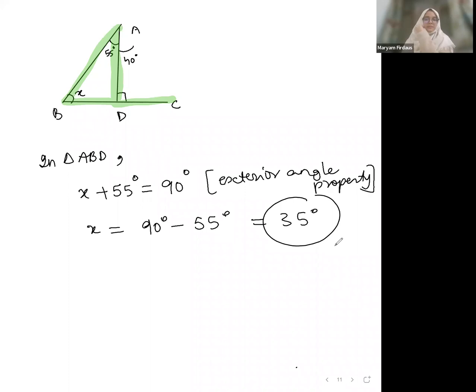Hiba, the next one is question number 6. Look at the two diagrams, the two triangles. First, let's see the first one. Look at the triangle and tell me, do you think you know how to solve it? How will you go about solving this question? 30 plus A plus B gives 180, but you don't know what A and B are. Is there something else that you can find first?